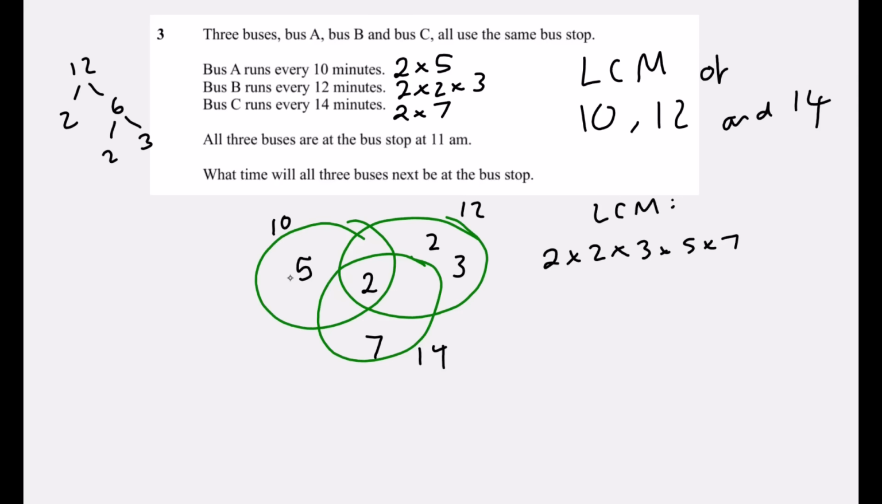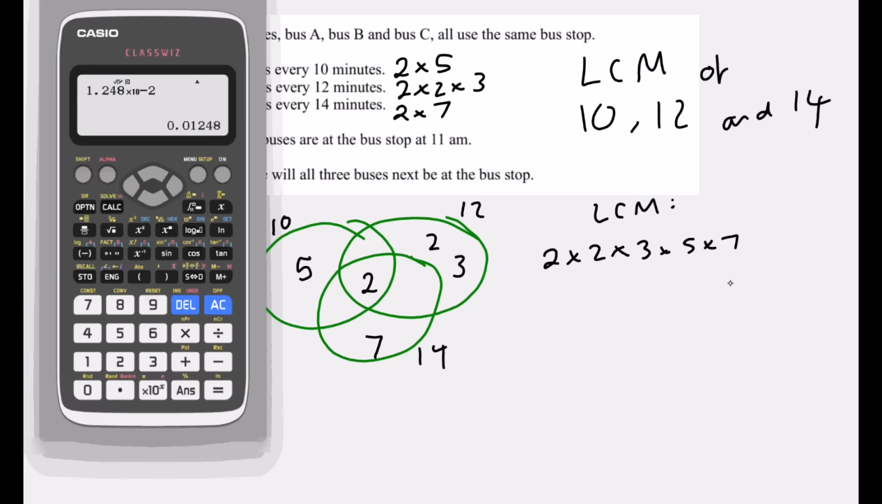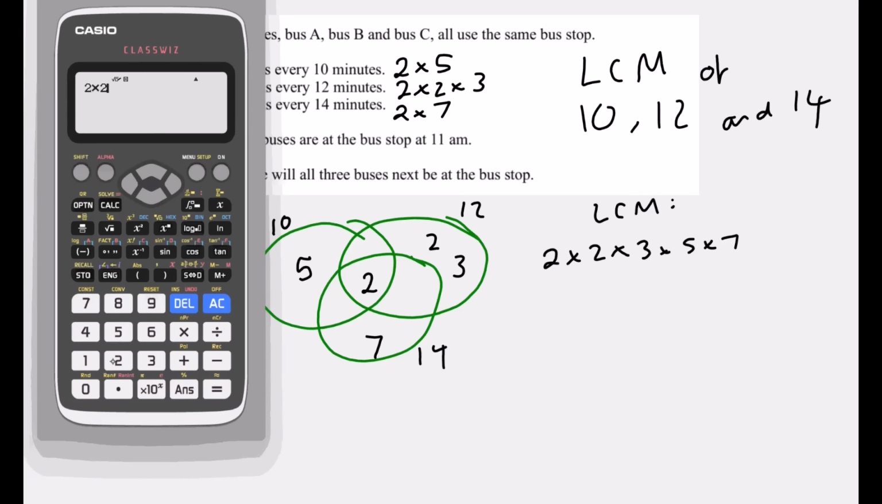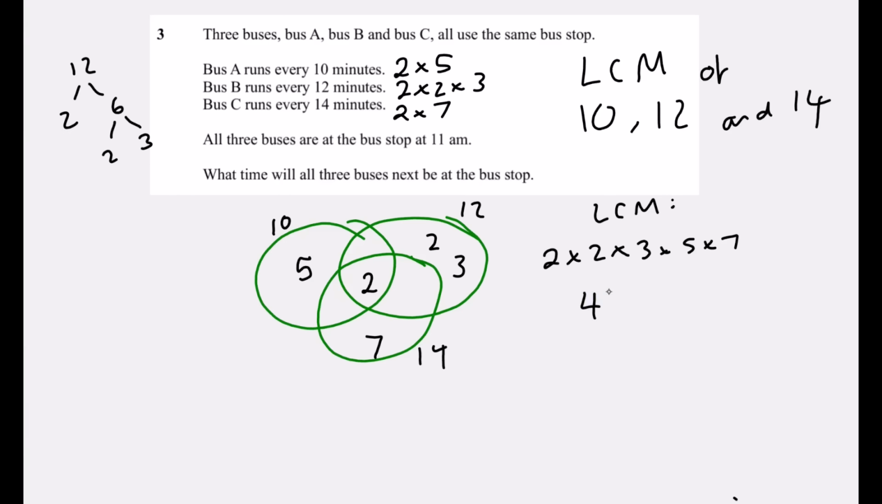If we wanted the highest common factor, it would be the ones in common, which is 2. So the lowest common multiple is all of them times together. And if we do 2 times 2 times 3 times 5 times 7, we will get 420. So the lowest common multiple is 420.